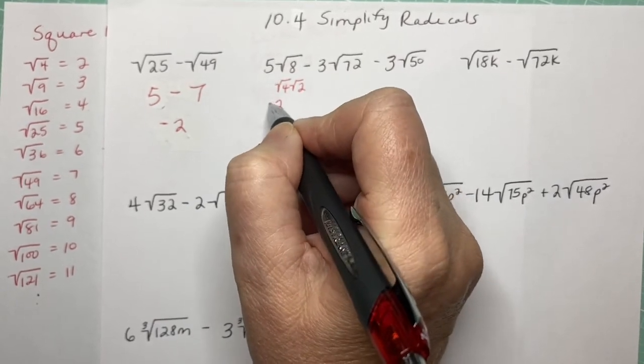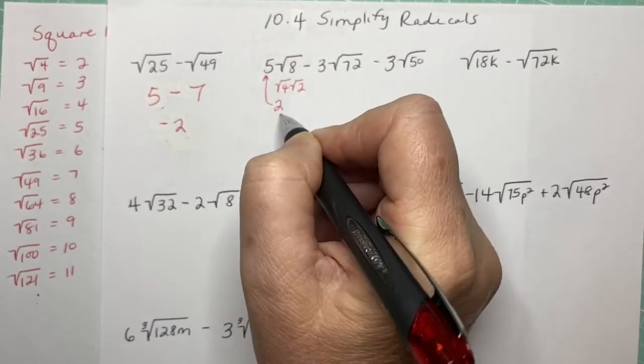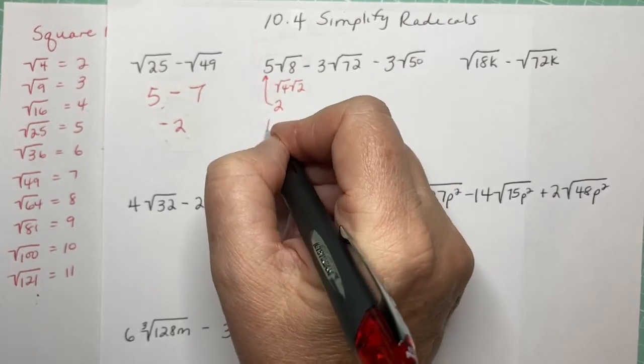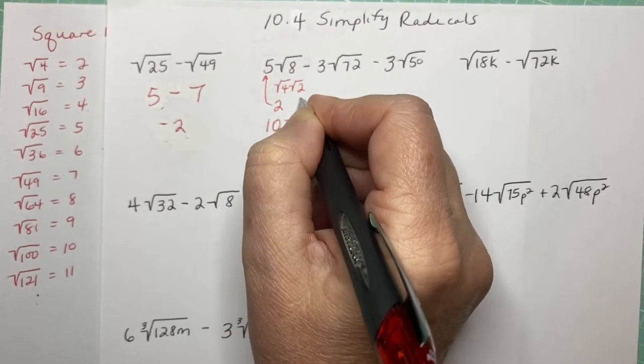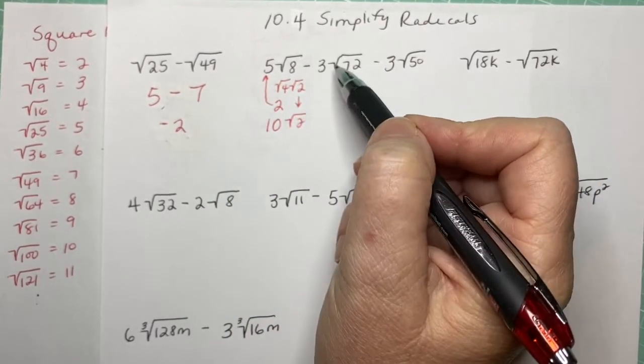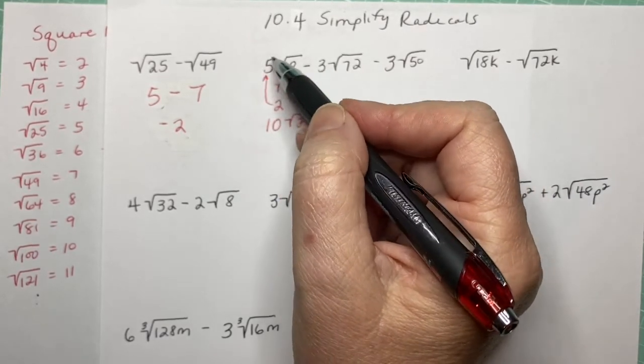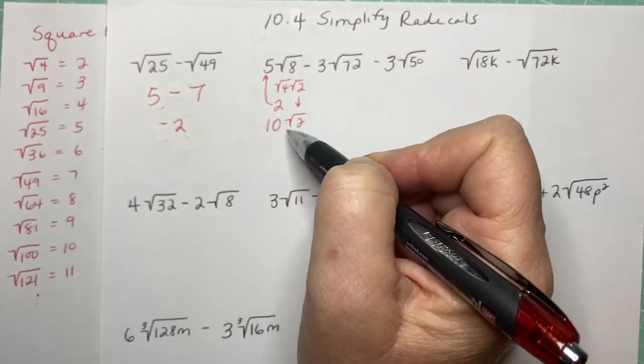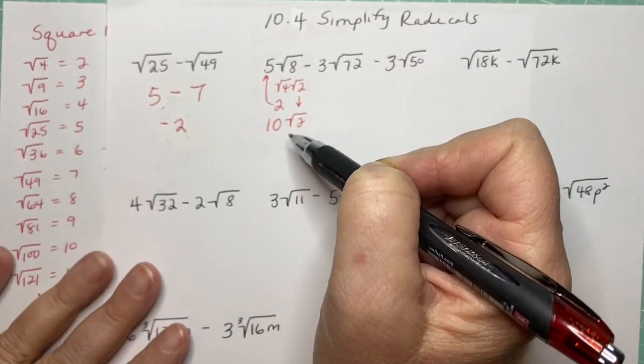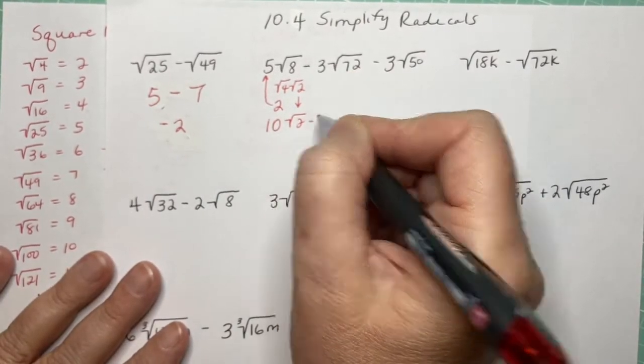But the problem is we already have a 5 here. So that means we have to say 2 times 5 is 10, and that square root of 2 just comes down. So if you have a number sitting out front, when you take it out of the square root, you have to multiply it by that number out front, giving you 10 square roots of 2. Then we have a minus.